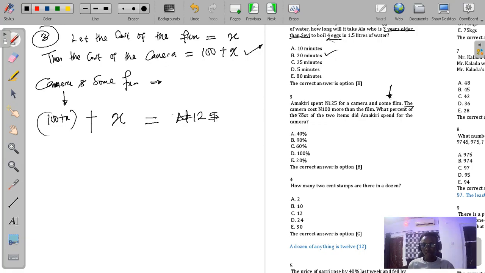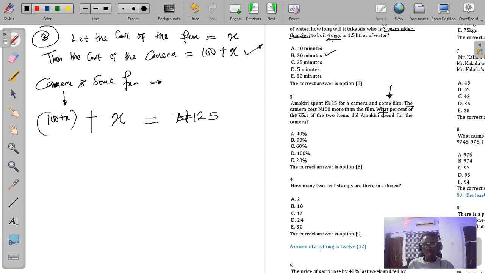Is that clear, guys? From the first statement, I will have this. I actually spent 125 naira for a camera and some film, and this is the main expression here. That's all. If X represents film and the camera represents the cost, which is 100 naira more than the film, it's still the same thing. This expression interprets whatever we have based on the information given.